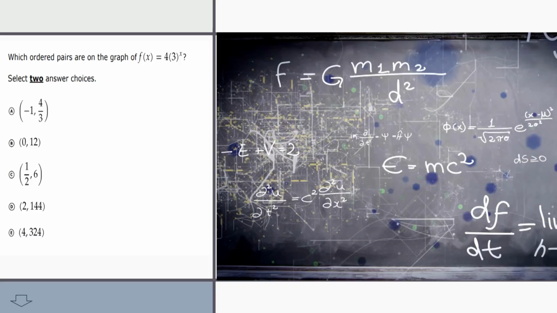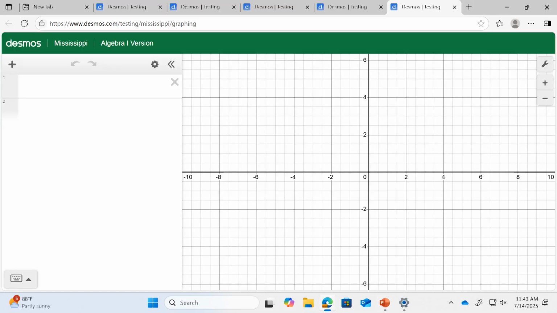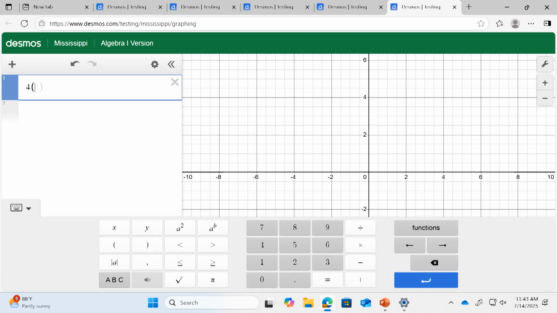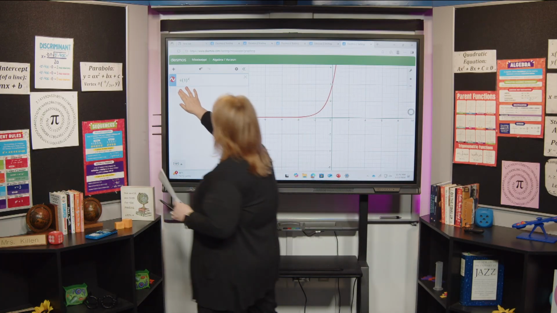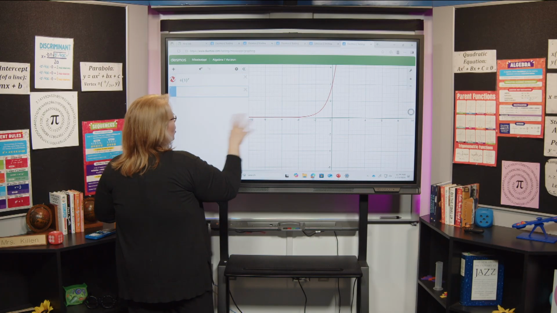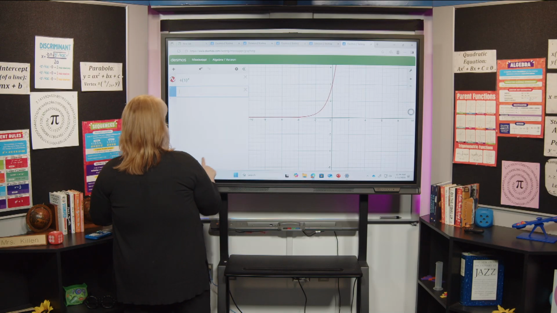All right, which ordered pairs are on the graph f of x equals 4 times 3 to the x? Select two answer choices. Now, we are going to use Desmos because right here is a perfect example of how we can use Desmos. So let's go ahead and put our equation in. So we had 4 times 3 to the x. Now, it wants to know which one of these possible are our answers. So what I'm going to do is plug them in and have them appear on my graph.